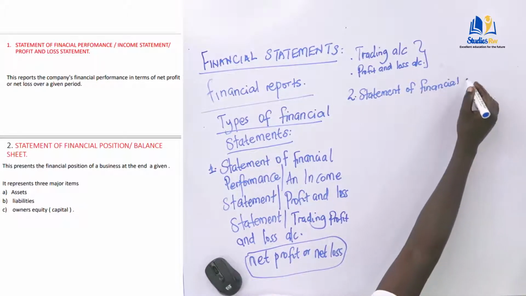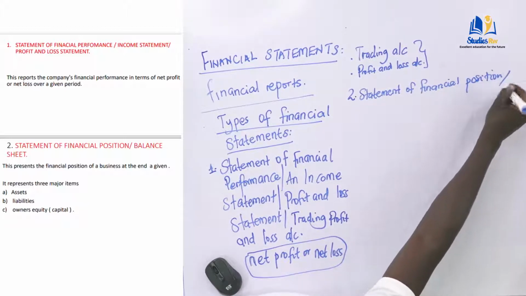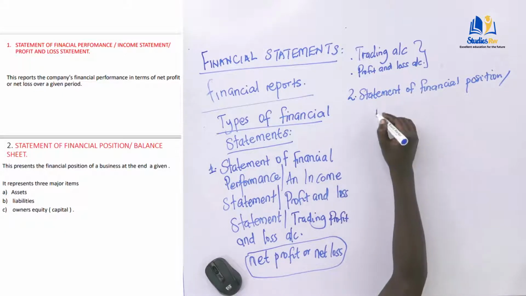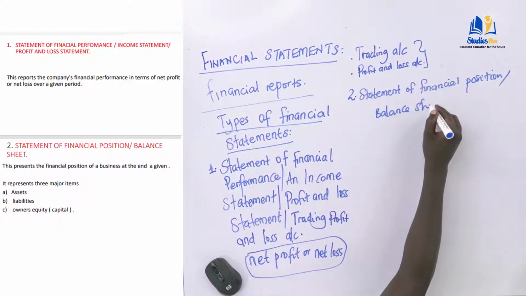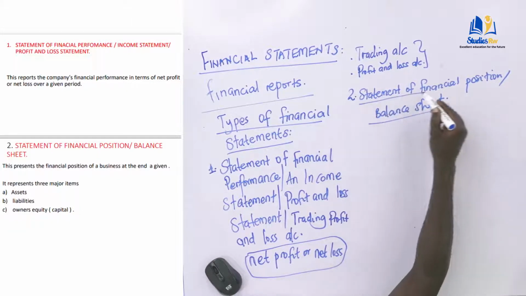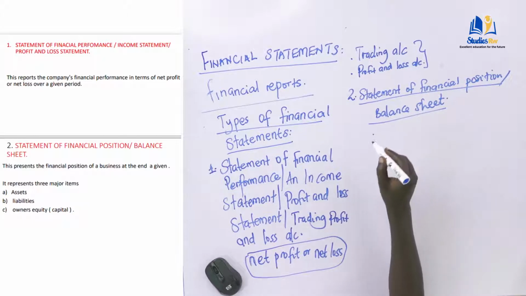Statement of financial position. So the statement of financial position is the same as the balance sheet. We call it the balance sheet. Why do we say it is a balance sheet? It should balance. It is a financial report that represents majorly three items.